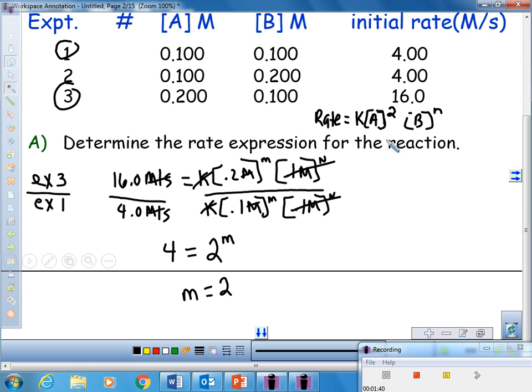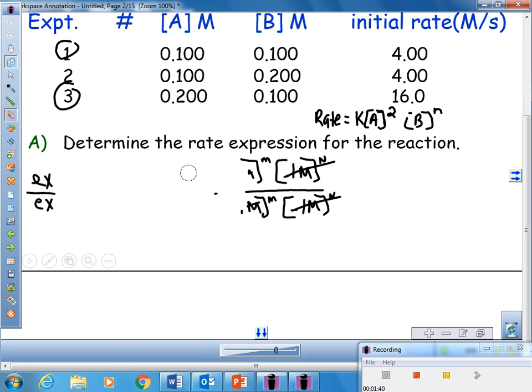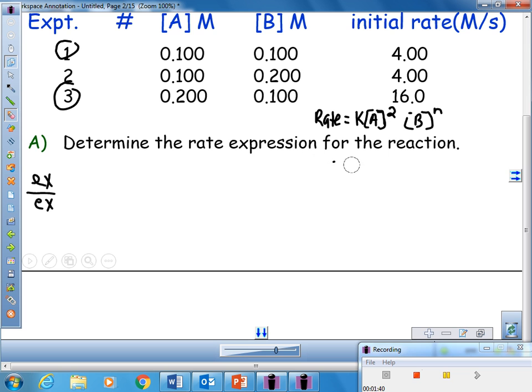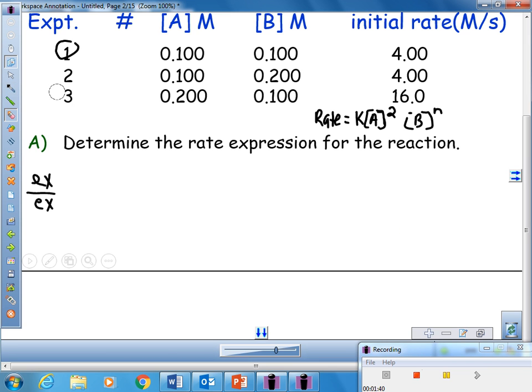Again, you don't need it where they cancel out. But if you want to make it easier on yourself, if I want to figure out what B is, I'm going to pick 2 experiments where A will cancel out. I don't have to deal with A, meaning I never changed A. So that would be experiments 1 and 2.